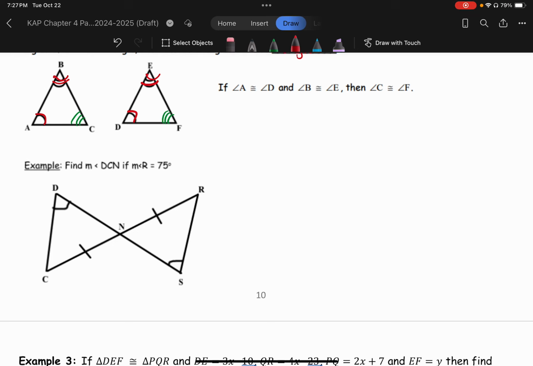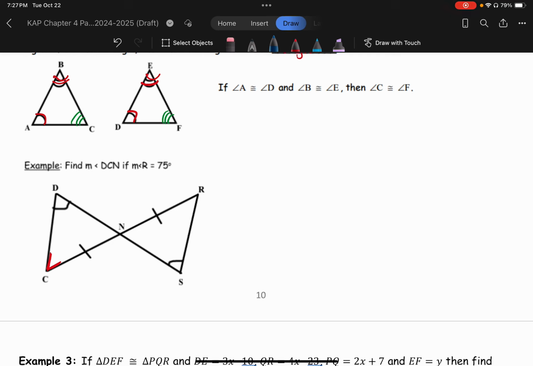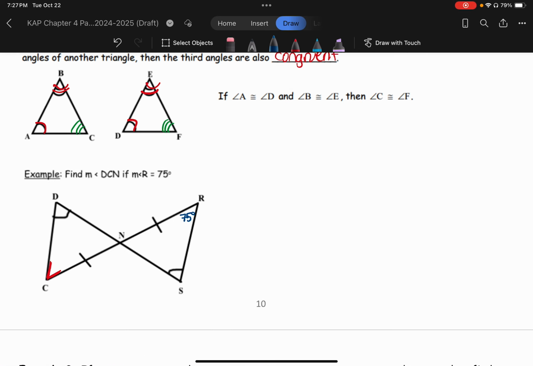In the next problem, it says find the measure of angle DCN if the measure of angle R is 75 degrees. Angle DCN is this angle right here, this is the angle we're looking for. And they tell us that the measure of angle R is 75 degrees. This set of notes is talking about congruent triangles, and you'll notice that there is no congruency statement. So how do I know these triangles are congruent?